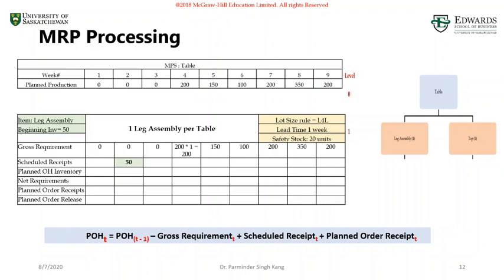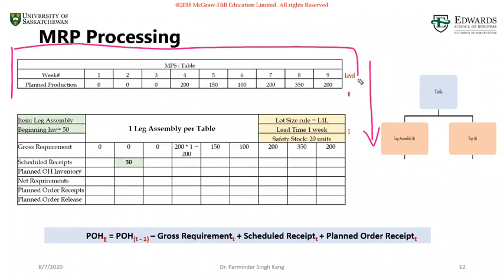When it comes to processing the MRP table, we're going to use a top-down approach, starting from level 1, then level 2 and level 3. You will be given the MPS table at level 0, which is coming from your master production schedule. We already covered those topics: aggregate planning and master production scheduling. But at this point, what we are interested in is the planned production for each week.